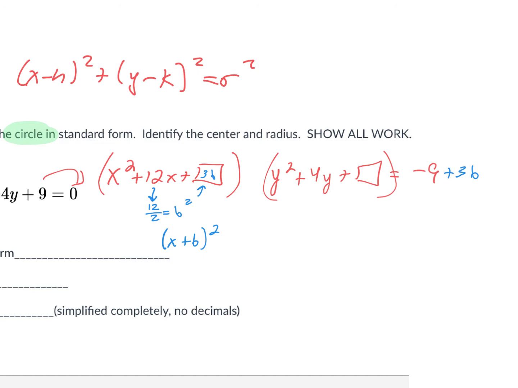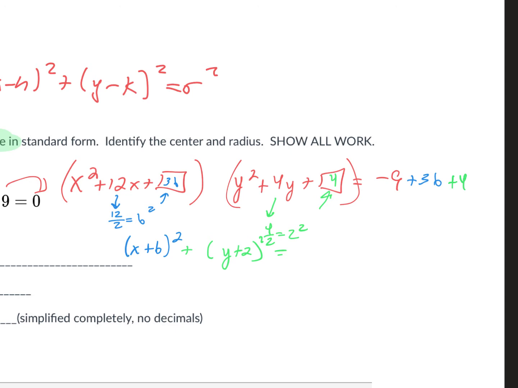We're all right? All right, now same thing. I'm going to take this middle term, 4 divided by 2, and I get 2. So my binomial here is y plus 2 quantity squared equals, if I square 2, it goes right here in the box. So what you do to one side, you do to the other. We're going to add 4. So on the right-hand side, negative 9, 36, and 4 gives me what? Well, this is 40, and then the minus 9, 31, right?